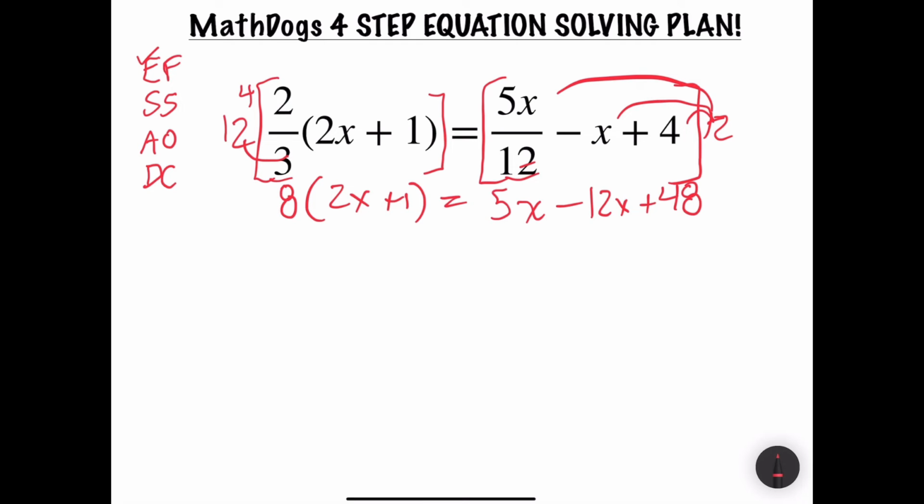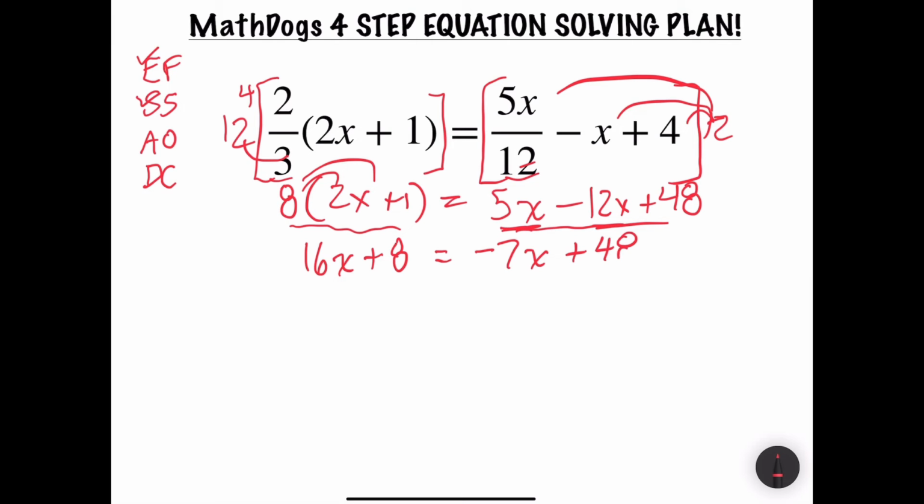Next, I'm going to go to step 2. S S, do I need to simplify any side? And the answer is yes. Both the left side and the right side are not in simplest form expressions. I have a distributive property on the left side. 8 times 2x is 16x, and 8 times 1 is 8. On the right side, I can combine like terms. 5x minus 12x is negative 7x plus 48.